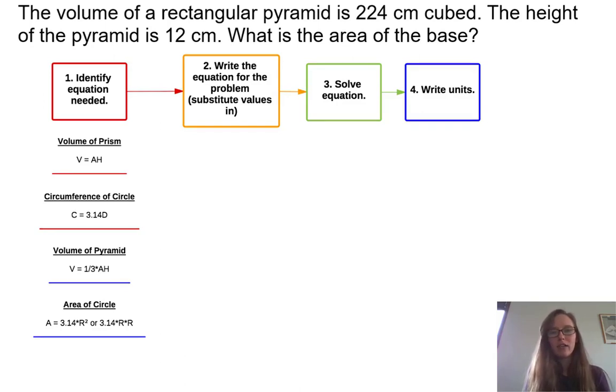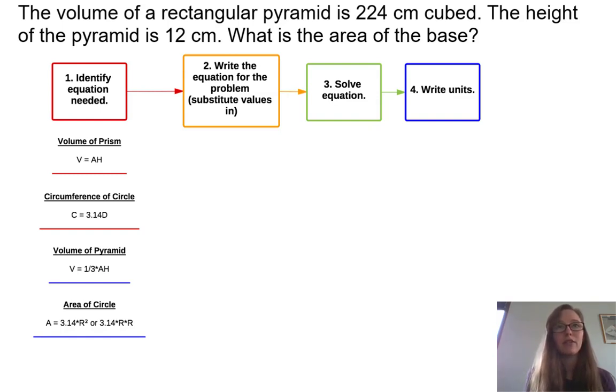We are going to have about 2 examples in this video. And the first one is the volume of a rectangular pyramid is 224 centimeters cubed. The height of the pyramid is 12 centimeters. What is the area of the base?